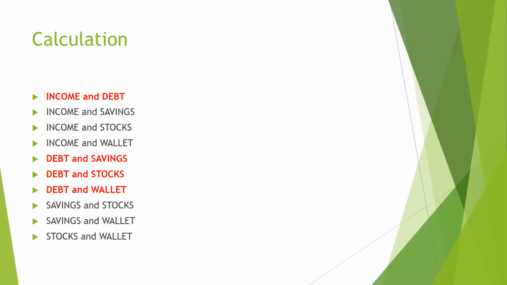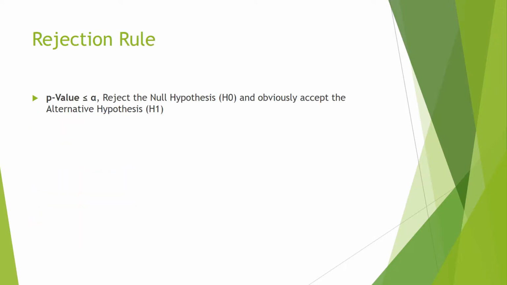Here altogether 10 sets of variables we are using for the correlation test. Out of those, we'll be getting 4 statistically insignificant, and 6 of those data sets, which are in black letters, will be statistically significant. Those in red will be statistically insignificant.